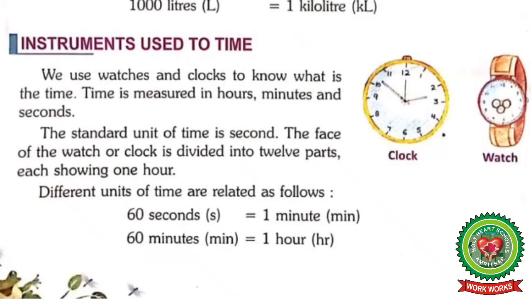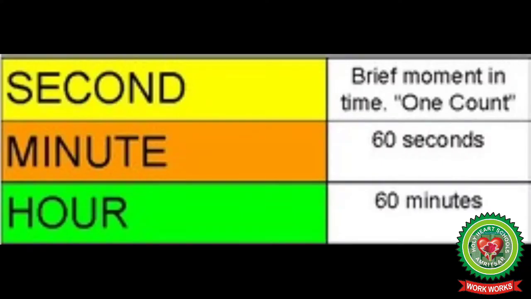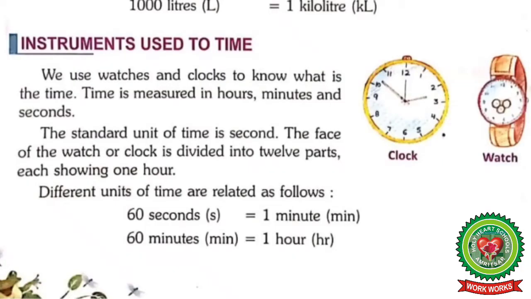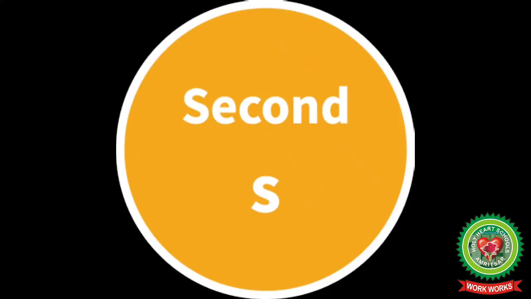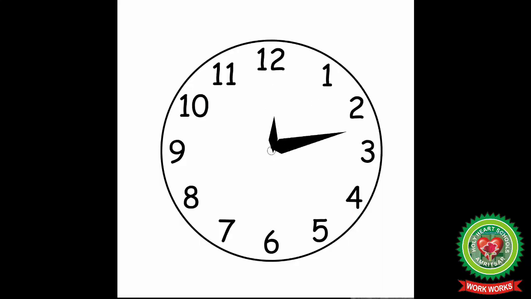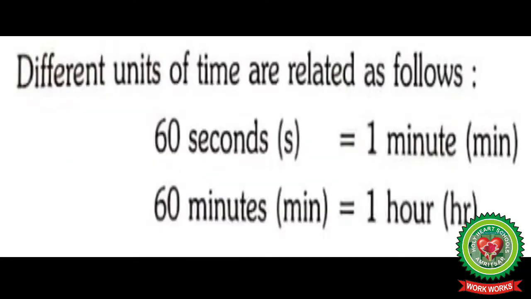Time is measured in hours, minutes, and seconds. The standard unit of time is second. The face of the watch or clock is divided into 12 parts, each showing 1 hour. Different units of time are related as follows. 60 seconds equals 1 minute. 60 minutes equals 1 hour.